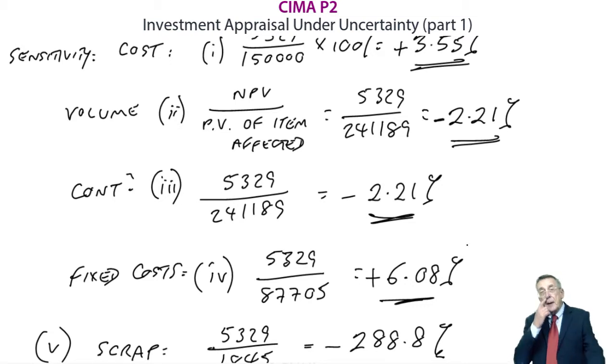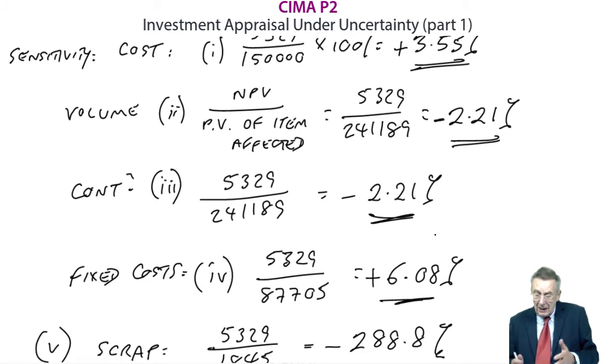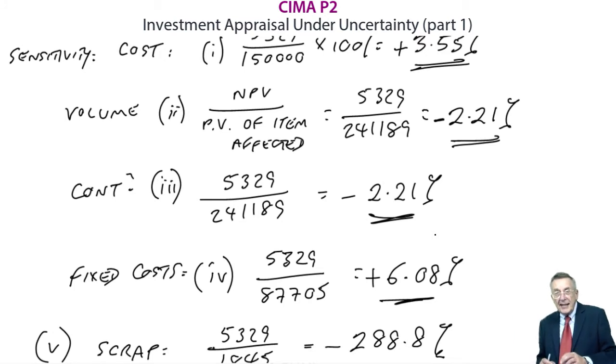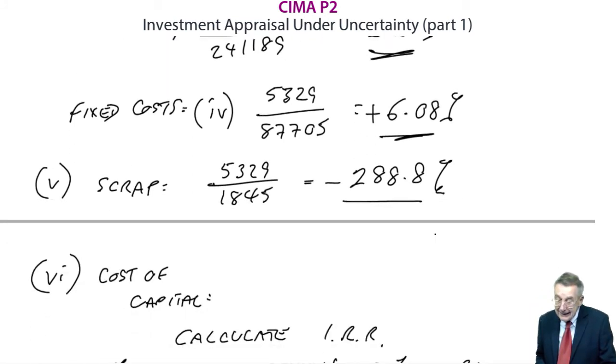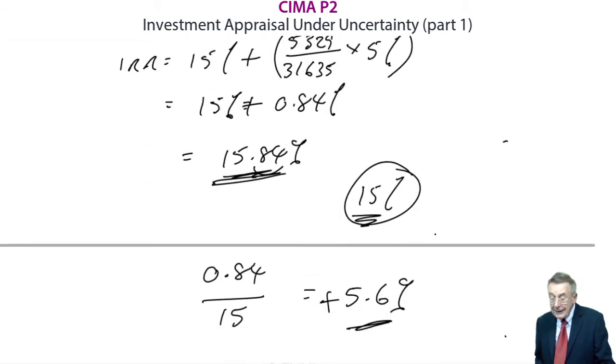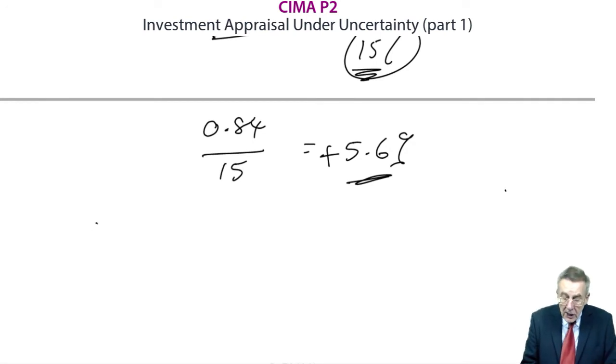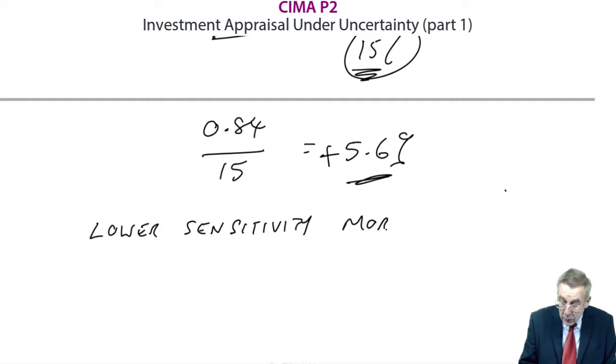Here, fixed costs can change by up to 6%. You're never certain of anything. That's a reasonably big change, but contribution, if it changes by as little as 2%, the internal rate, the cost of capital, a change of 5.6. The point I'm trying to make is the lower the sensitivity, the more worried we are.